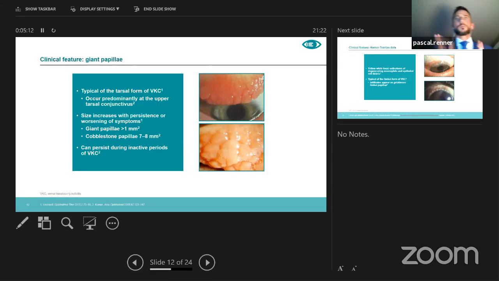So here you see two photographs of the typical tarsal form of VKC, usually under the upper lid. And the worse the disease, the bigger the papillae will be. You have giant papillae or even cobblestone papillae. And these are a big problem because of the simple mechanical friction that they put on the cornea. So even if you calm down the situation with steroids or other treatments, you might still have problems of corneal decompensation due to the friction of these giant papillae.